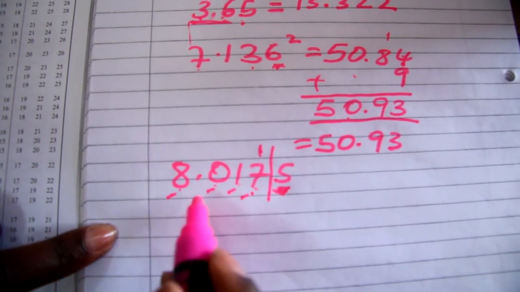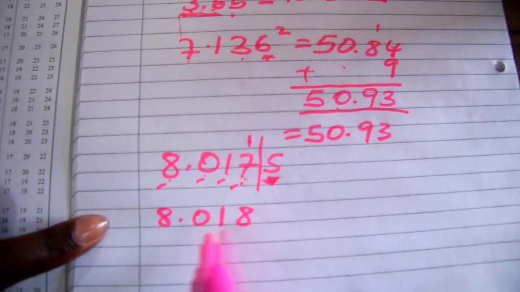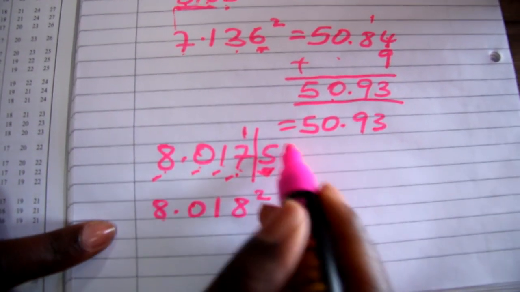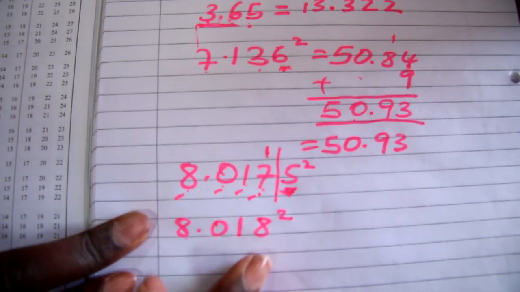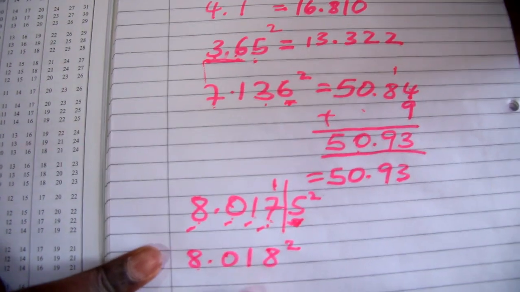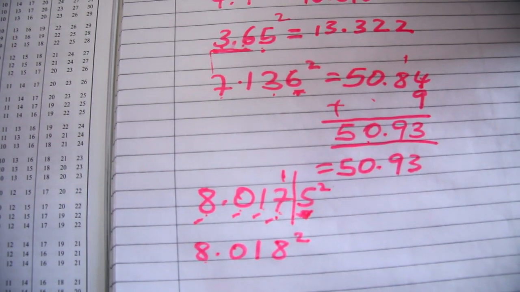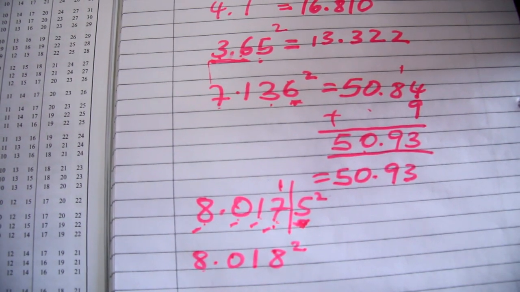So our new number now will be 8.018. So this is the number that we are going to use and check its square, right? So the point here is, if you have a number that has more than 4 significant figures, then you need to first write it correct to 4 significant figures, then determine its square using the tables.